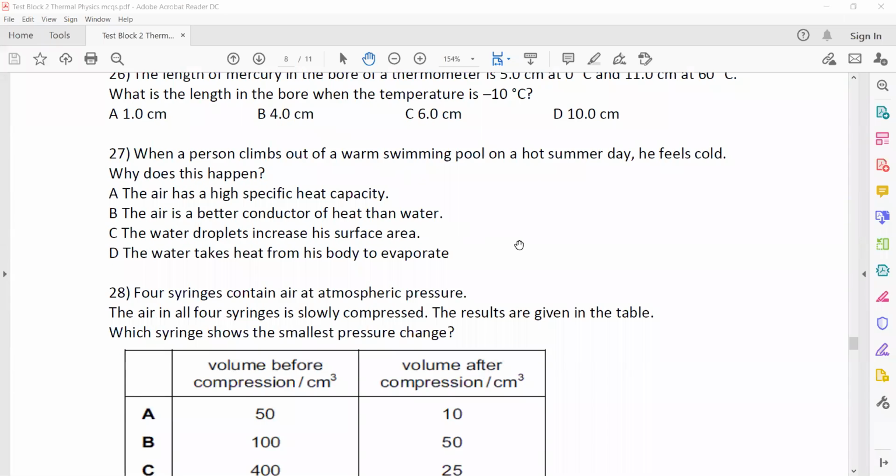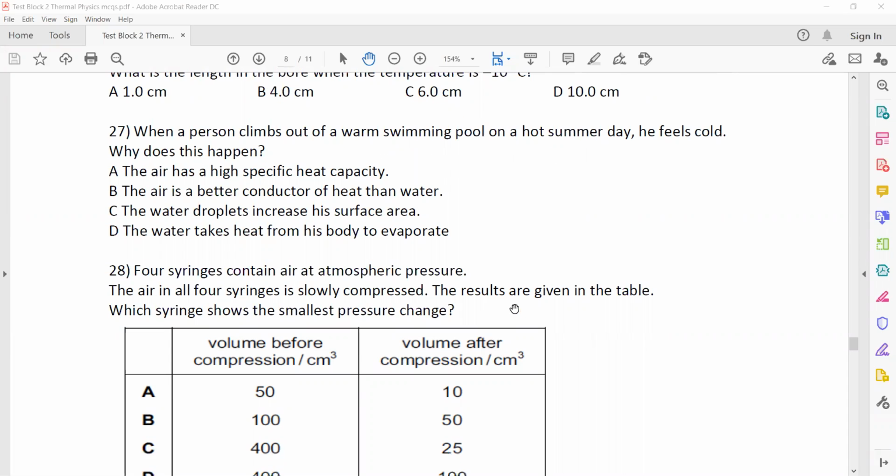When a person climbs out of a warm swimming pool on a hot summer day, he feels cold. Why? Because of evaporation. Actually, the most energetic molecules of the water take energy from the body and escape. So this is due to evaporation.